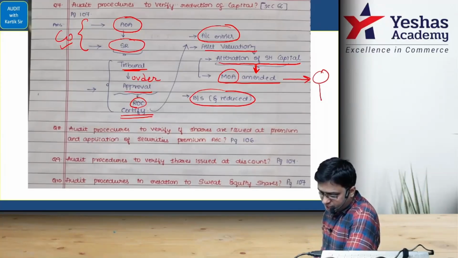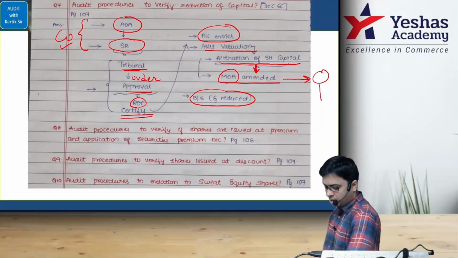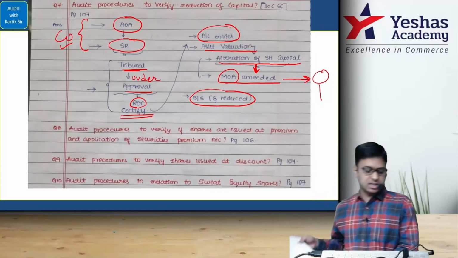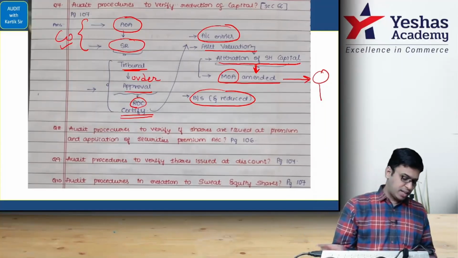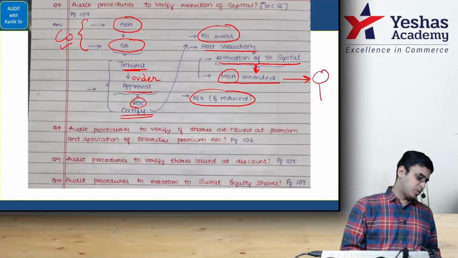For verification of reduction of capital, the auditor needs to undertake the following procedures. Let's keep reading first. Verify the minutes of the meeting of the shareholders held to pass a special resolution was properly convened, and that the proposal was circularized in advance among all the shareholders. Next, verify the AOA authorizes the reduction of capital or not. That is, you will verify that. Circle in first point special resolution. Circle AOA. Next, please go ahead.